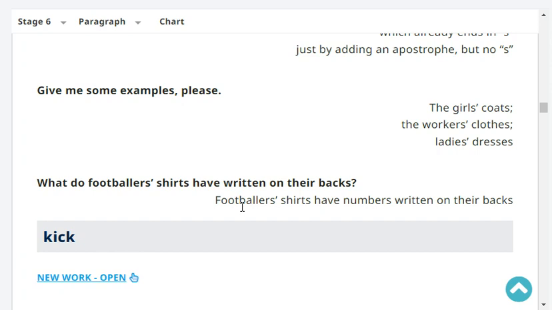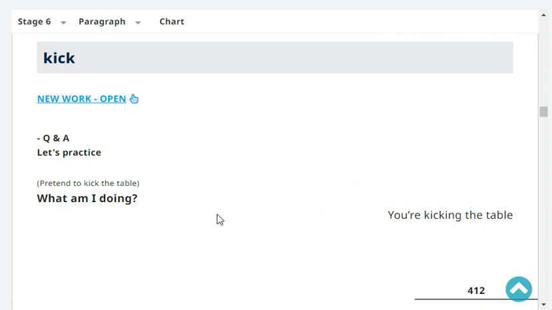What do footballers' shirts have written on their backs? Footballers' shirts have numbers written on their backs. Very good. Okay, what is he doing?